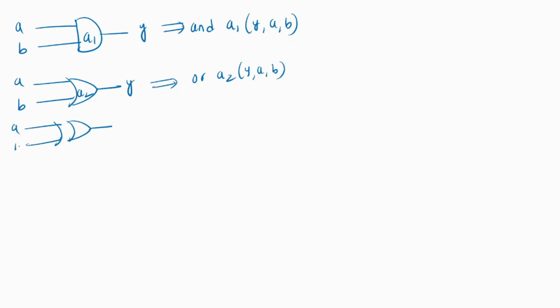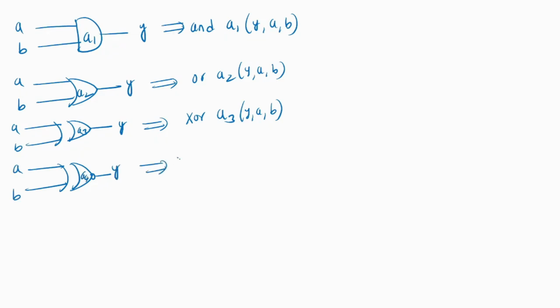This is the XOR gate with A, B, Y. For the XOR gate you are using XOR A3. Let us take this as A3: A3 Y comma A comma B. Similarly XNOR also. This is the bubble gate with A, B, and the gate level instance is A4: XNOR A4 Y comma A comma B.